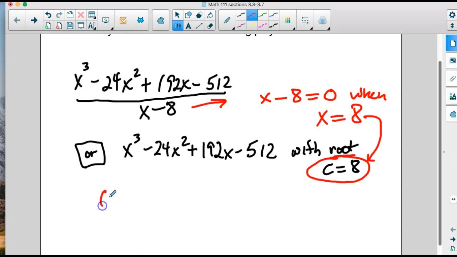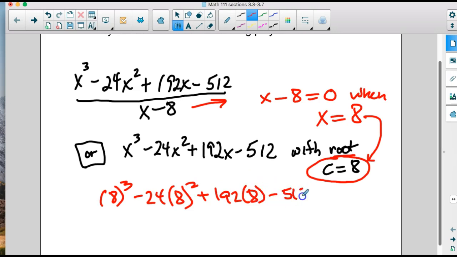We just check 8 cubed minus 24 times 8 squared plus 192 times 8 minus 512. And that should equal 0. If that equals 0, then we would have a root at 8, and this x minus 8 would go into it evenly. So we would check that. In doing that, we would use our calculator, and we get 512 here.